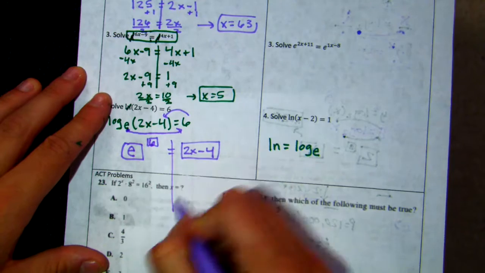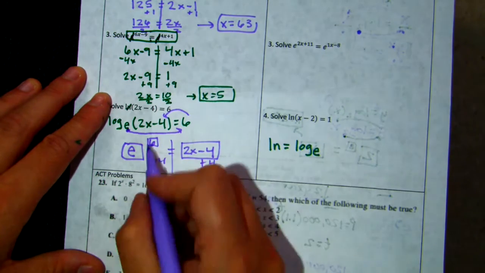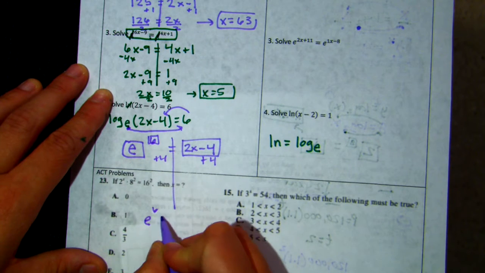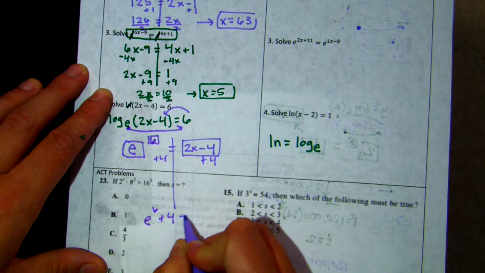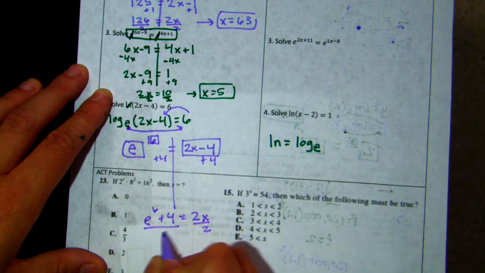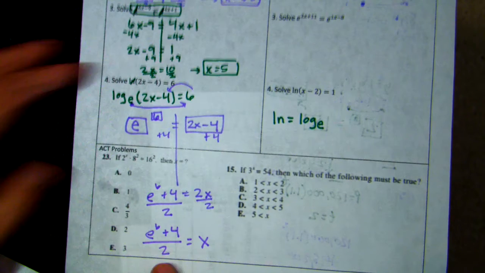So I'm going to start by adding 4 on both sides. So that gives me, I'm going to write this down here. Sorry, I'm just writing all over the place. e to the power of 6 plus 4 is equal to 2x. Then finally divide by 2 on both sides. And I'm going to plug e to the power of 6 plus 4, all of that over 2, into my calculator exactly as it is written.